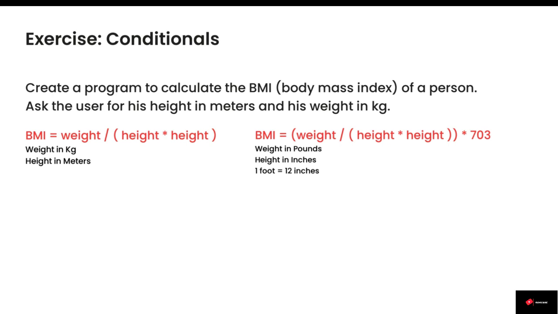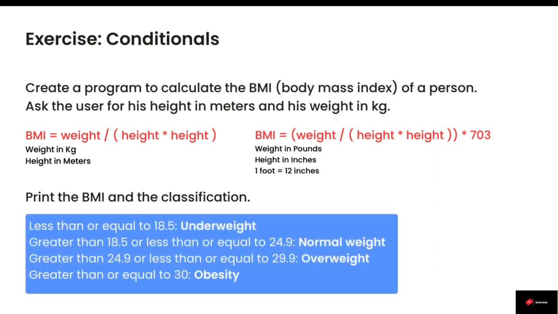Then you're going to print the body mass index and also the classification according to the following table. So if the BMI is less than 18.5, the classification is underweight. If it's between 18.5 and 24.9, the classification is normal weight. If it's between 25 and 29.9, the classification is overweight. And if it's 30 or greater, the classification is obesity. Good luck, and when you finish the exercise, go back here to see the solution.